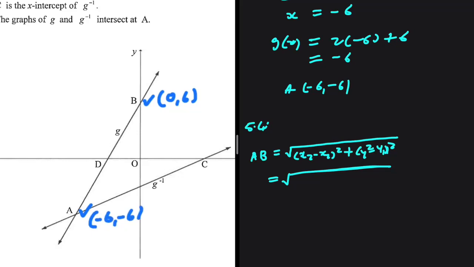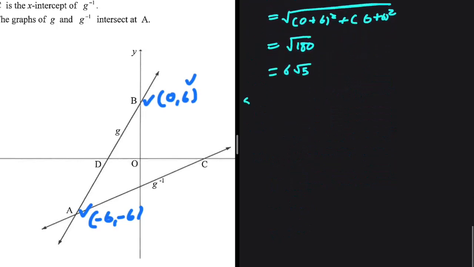If we take B as our second point, we're going to have 0 minus minus 6. So that is just 0 plus 6 squared. Plus y2. The y value of B is 6. So that will be 6 minus minus 6. So that is 6 plus 6 squared. So this will be 6 squared, 36. And then 12 squared, 144. 144 plus 36, 180. So AB is equal to square root of 180. Obviously, you can further simplify that and get 6 square root of 5.